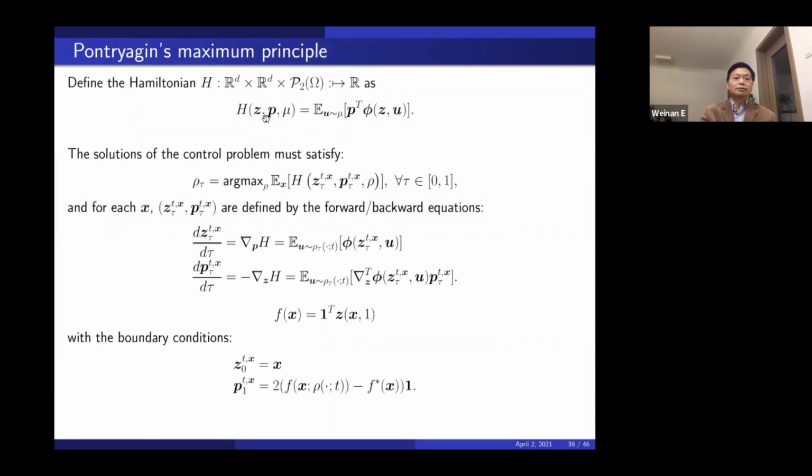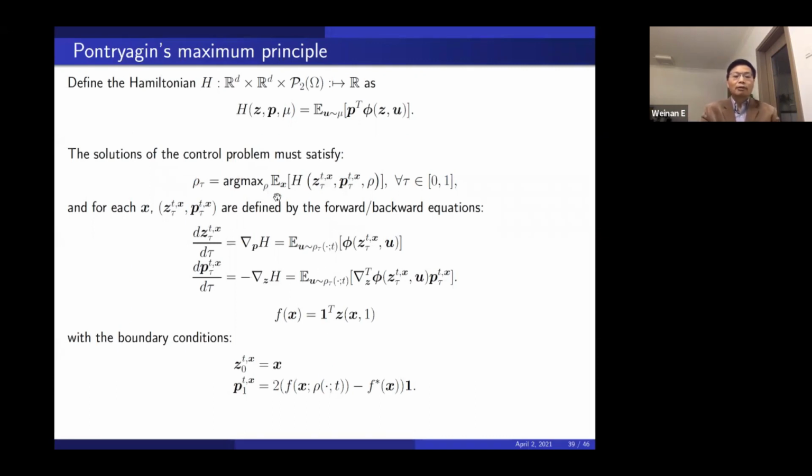To do that, we define the Hamiltonian on the state, co-state, and control. Now the control is a probability distribution with finite second moment. And this is our Hamiltonian. The maximum principle says that for each pseudo-time tau, the optimal control maximizes the expected Hamiltonian. And the states and co-states evolve according to this forward and backward equation. So this is exactly the continuous maximum principle.